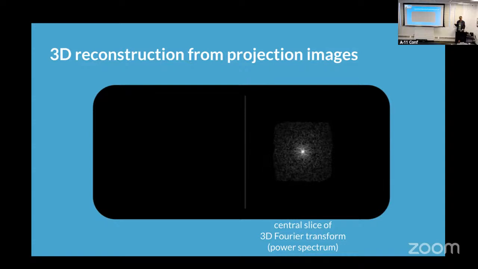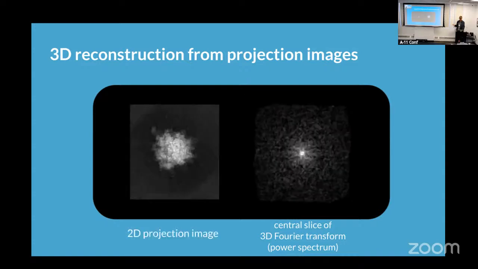Just getting a sense. Okay, and so on the right here, I have one slice through that 3D Fourier transform that we were looking at before. And if we look at that slice there, in the XY plane, and we do the inverse Fourier transform to get back to real space, what we will have is a projection through that 3D object.